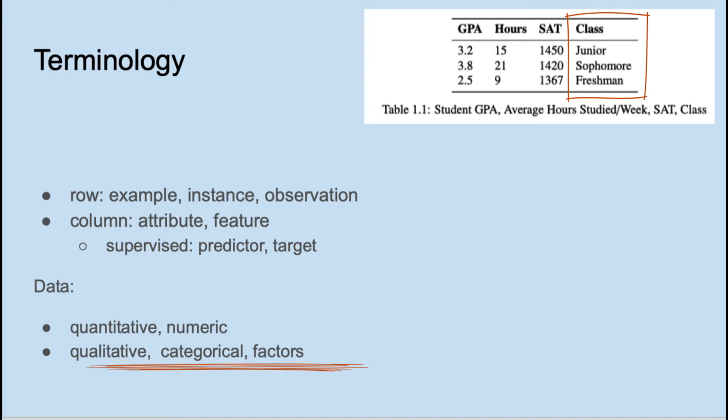Qualitative data is also called categorical data or factors. Qualitative data encodes class membership. In this case, they're literally classes: junior, sophomore, or freshman.